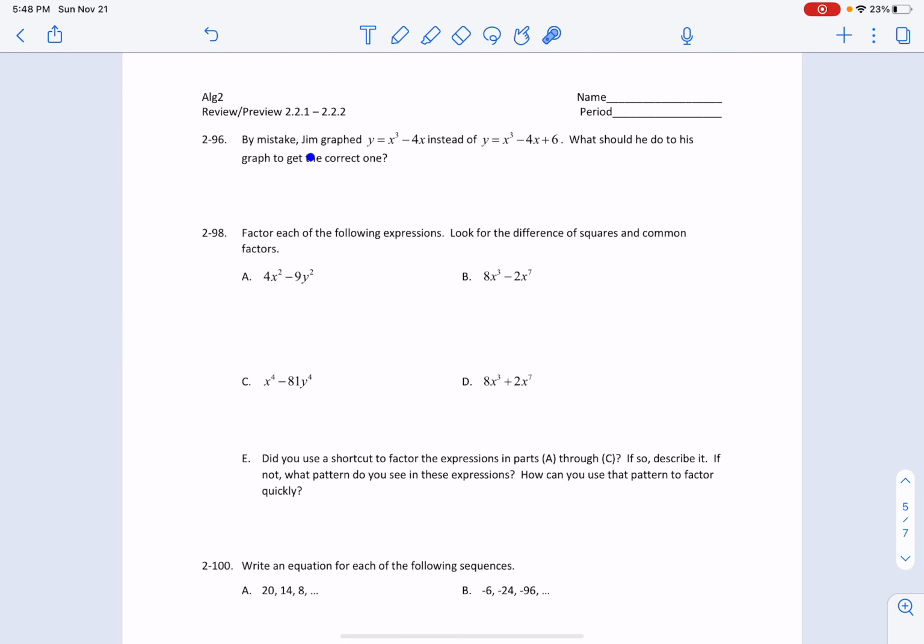Okay, by mistake, Jim graphed y equals x cubed minus 4x instead of y equals x cubed minus 4x plus 6. What should he do to his graph to get the correct one? So the only part here that's different is this plus 6, and that's actually going to make the graph move up. So I'm going to say move up 6 units.